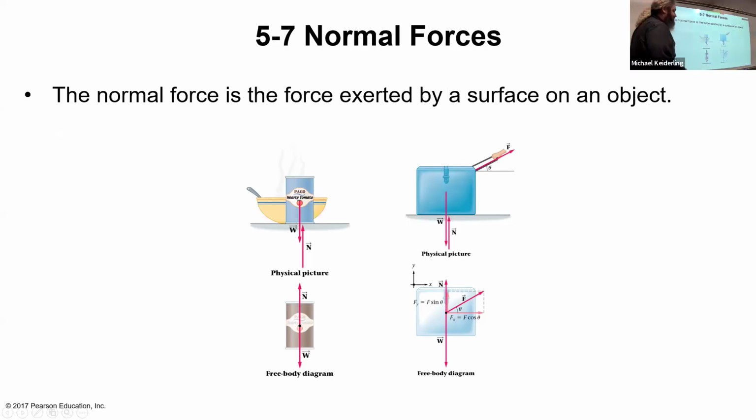So, finishing off chapter 5 and starting up chapter 6. The last part of chapter 5 is normal forces. The normal force is the force exerted by a surface on an object. It's always perpendicular to the surface, which is why it is called the normal force. And it is always as big as it needs to be to keep the object from passing through the surface. So basically, the normal force will always be whatever it needs to be to set the net force perpendicular to the surface equal to 0.